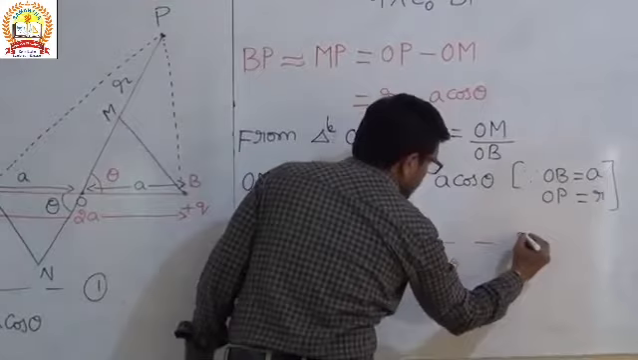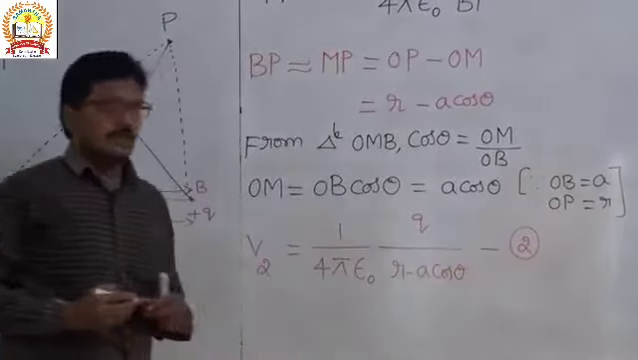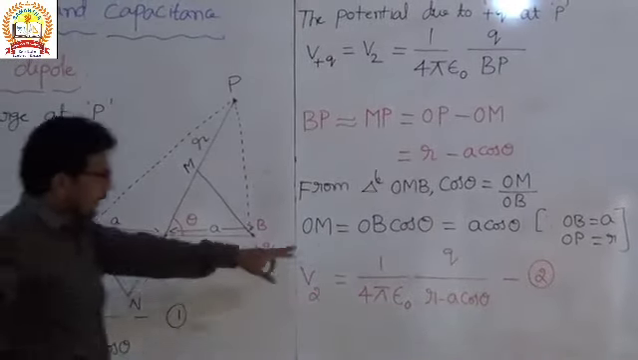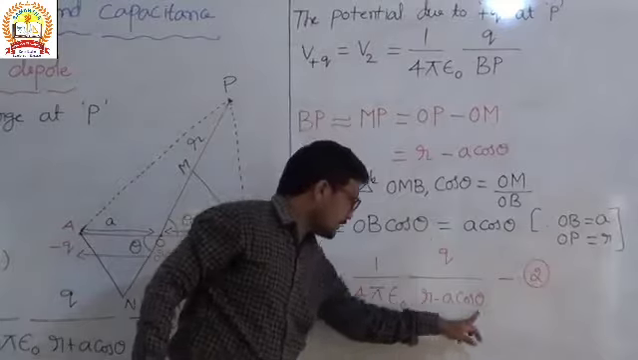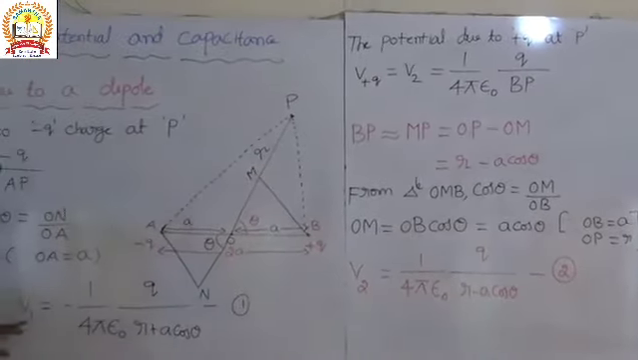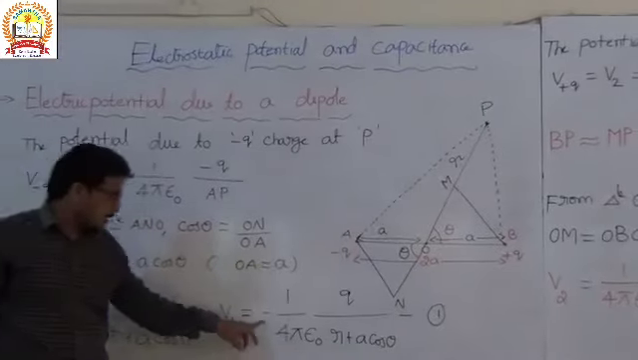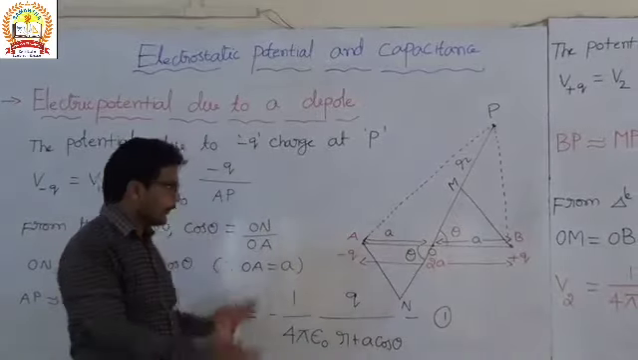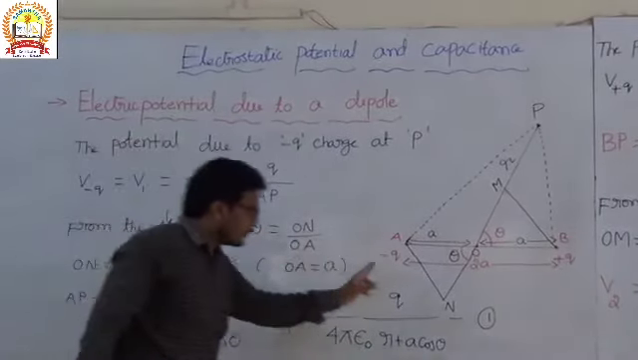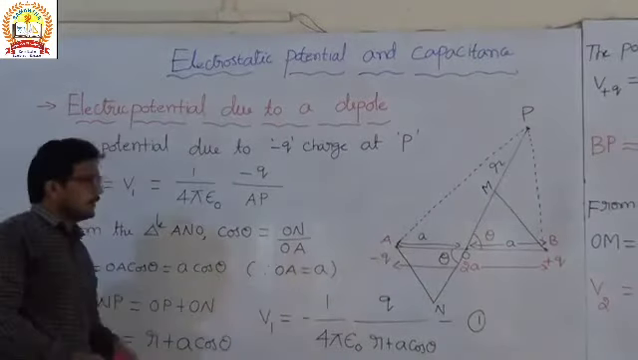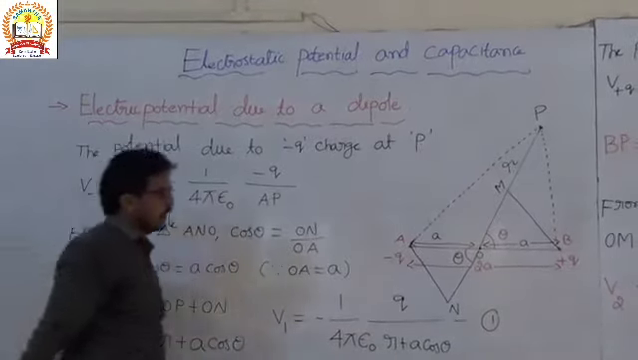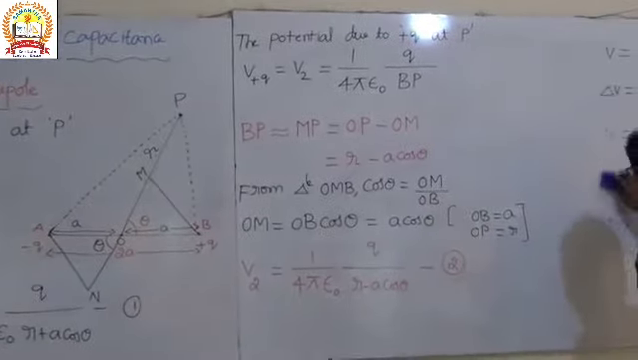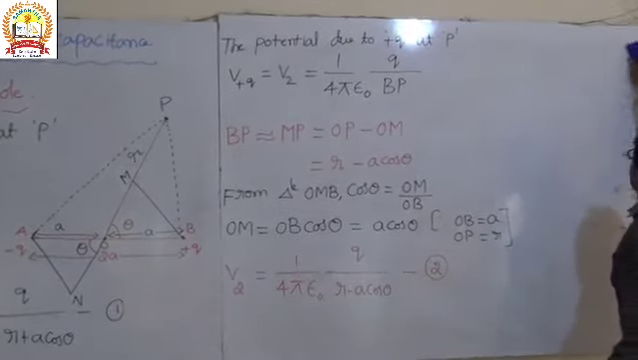Okay, consider this equation number 2. So the potential due to the positive charge is 1 by 4 pi epsilon naught Q by R minus A cos theta. The potential due to the negative charge is minus 1 by 4 pi epsilon naught Q by R plus A cos theta. Now we want to find the net potential due to the dipole. What will be the net potential? We add the two potentials, the potential due to the positive charge and the potential due to the negative charge.